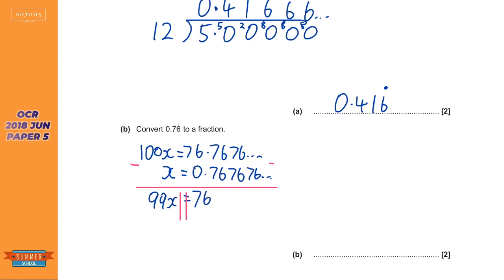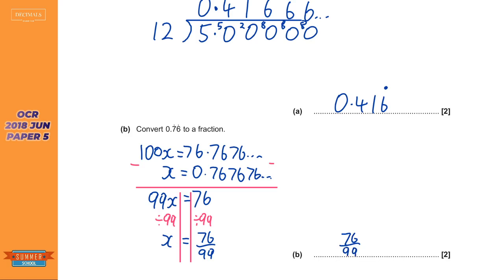Then we get our lines down, and what we're going to do is divide by 99 both sides. Now we don't actually want to divide because obviously that wouldn't make a fraction, so we just write that as a fraction, 76 over 99. So the answer is 76 over 99.